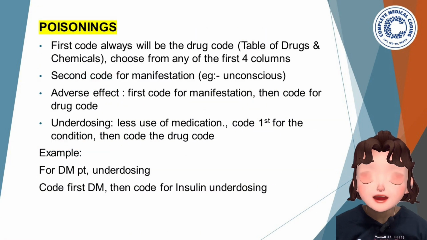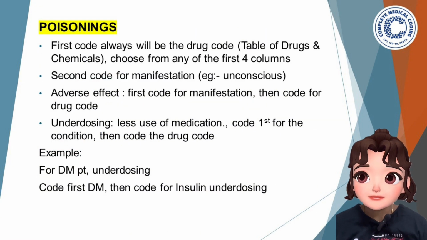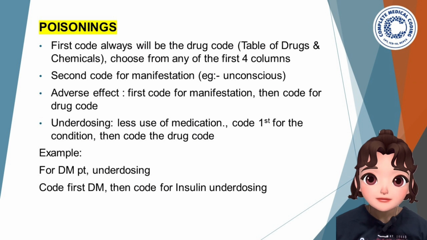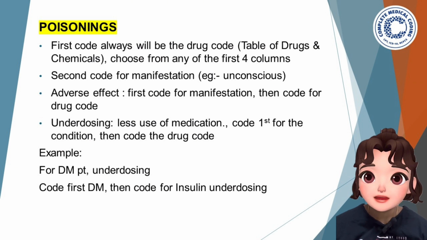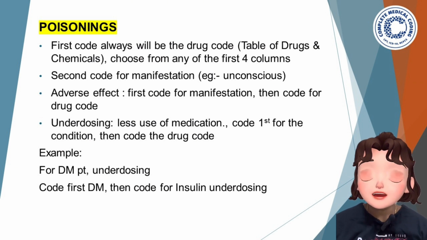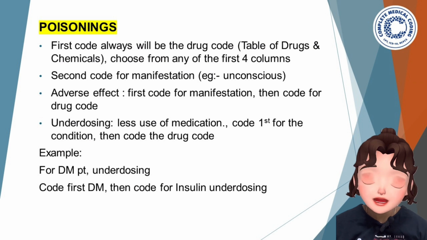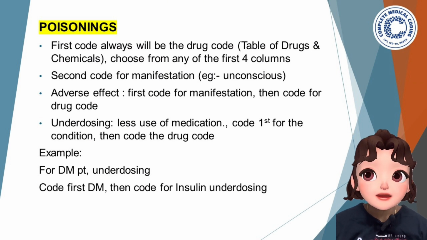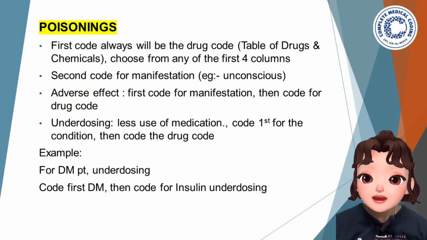Now moving on to poisoning. That is the next type of injury. In poisoning, you always have to code the drug code first. You will get the drug code from the index, the table of drugs and chemicals, in the initial index page.